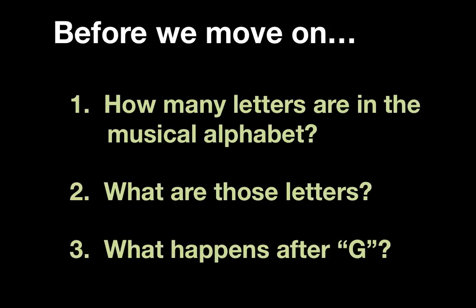Number 1, how many letters are in the musical alphabet? The correct answer is 7. Number 2, what are those letters? The correct answer is A, B, C, D, E, F, and G. And lastly, number 3, what happens after G?